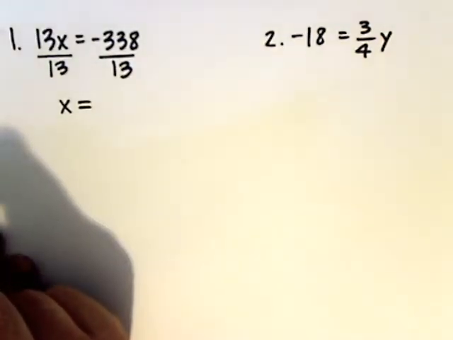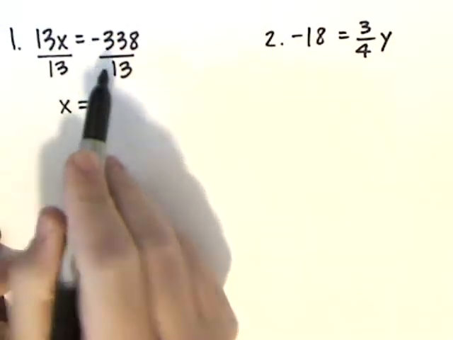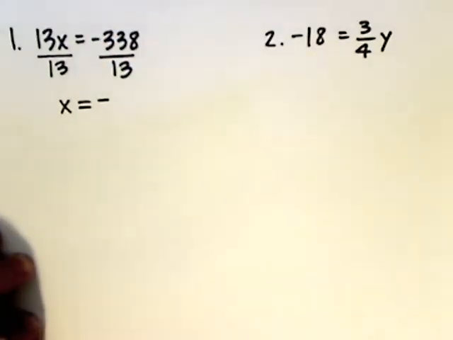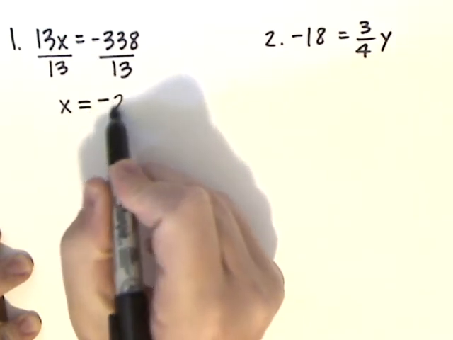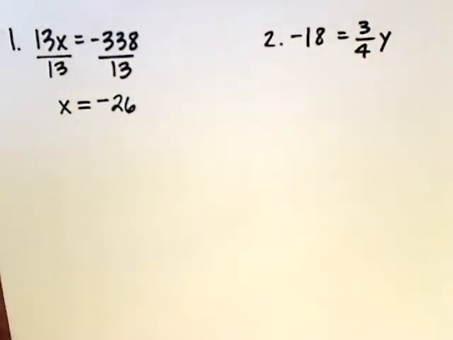Negative 338 divided by 13. It's a negative divided by a positive, so it's a negative answer. And I'd have to get my calculator out to do this. I already did that, and it's going to be 26. So x equals negative 26 is the answer to number 1.